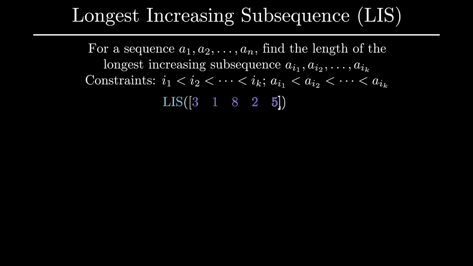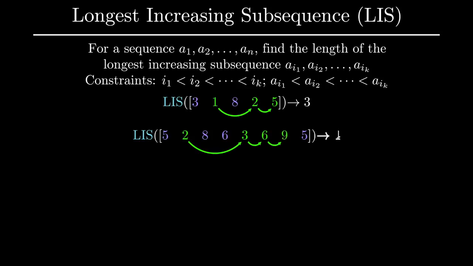Given the following sequence, the longest increasing subsequence is 1, followed by 2, followed by 5, with a total length of 3. Now that the problem is more clear, take a second to see if you can find the longest increasing subsequence and its respective length for the following sequence. The correct subsequence starts at 2, followed by 3, 6, and 9, with a total length of 4. Now, one important note for this problem is that to keep things simple for now, we will focus on finding the length of the sequence rather than finding the sequence itself.